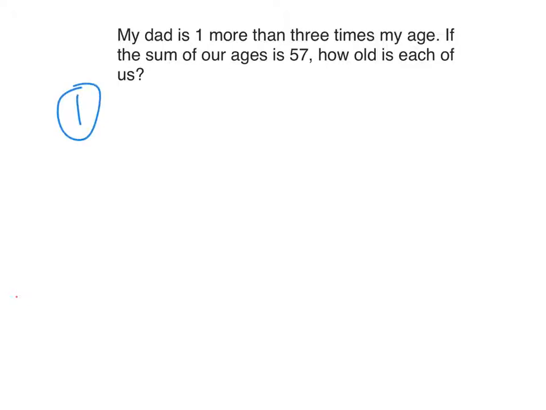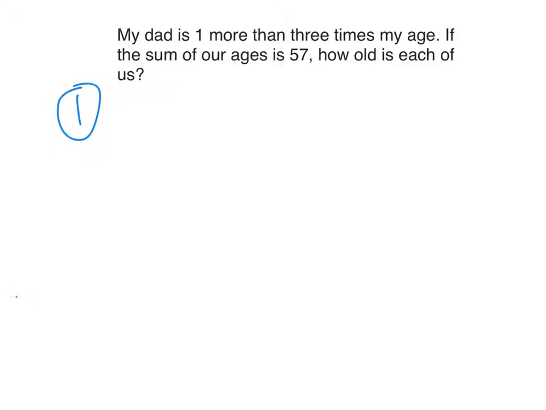First step we need to do is define the variable. Now some people might get a bit confused from this question because you're sort of finding two things here. You're finding my dad's age and my age. So when that happens, you can't use two different variables. We can't say let x equal my age and y equal dad's age, because we can't solve a linear equation that has two variables. There will actually be infinitely many answers to that. We can only ever use one variable, one letter.